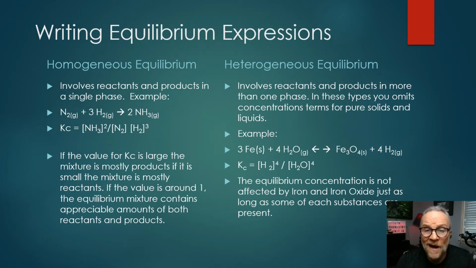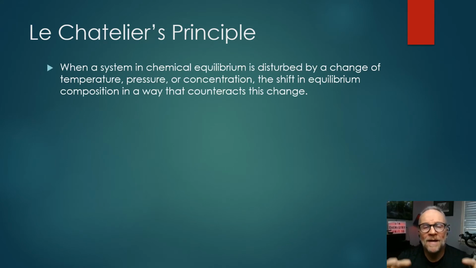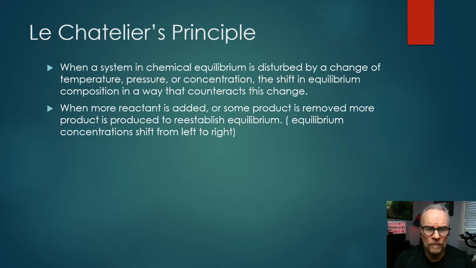Okay, so now we're going to talk about something called Le Chatelier's principle. When a system reaches equilibrium, it wants to maintain that equilibrium. So if it is disturbed by a change of temperature, pressure, or concentration, the shift in equilibrium compensates in a way that counteracts the change. In our first example, when more reactant is added or some product is removed, more product is produced to reestablish the equilibrium.